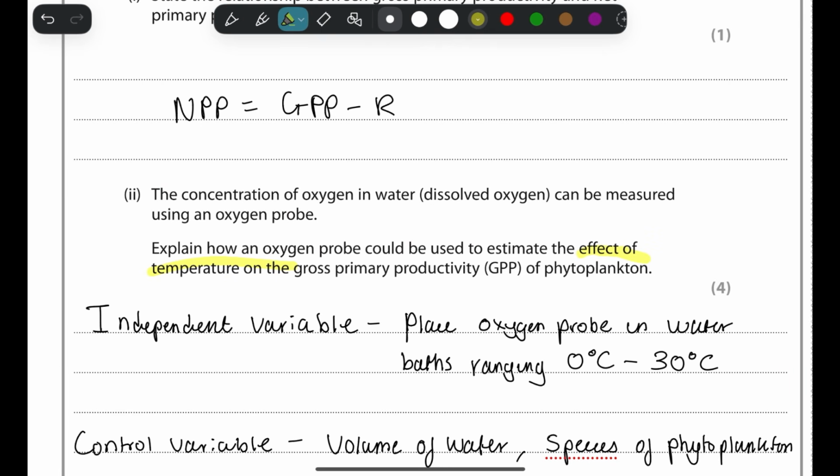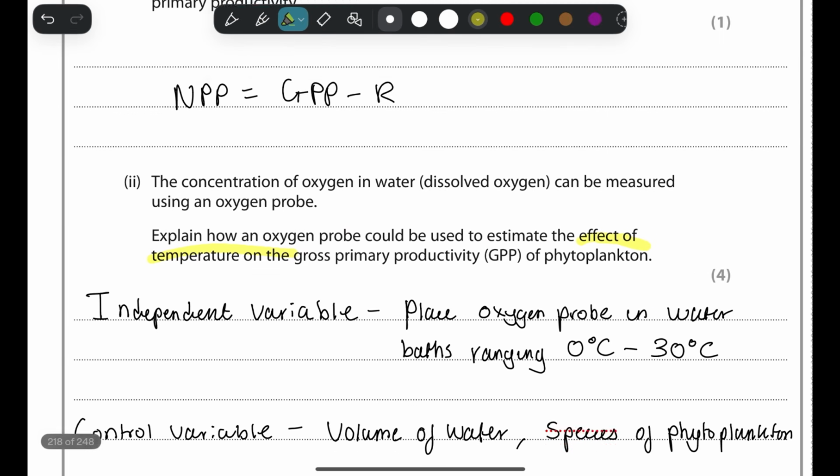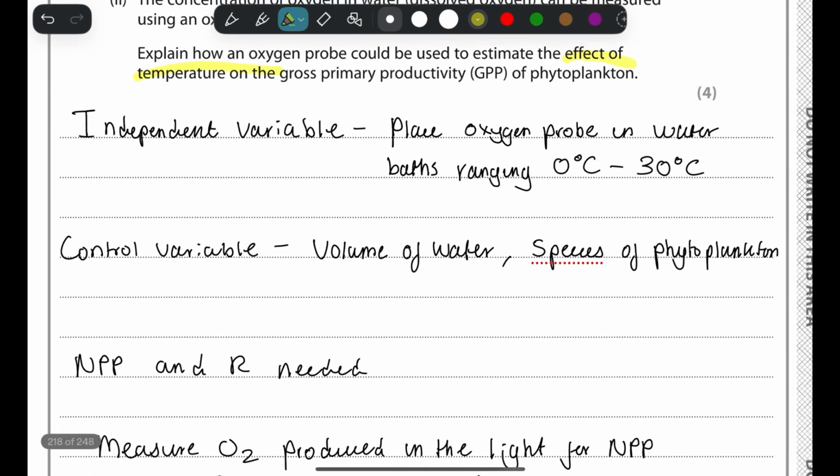So you're going to want to put it in water baths of different temperatures. And I would always say a range, especially for SNAB, they like ranges. So I'd say 0 degrees to 30 degrees. You have to make it sensible. If you put the temperature too high, like at 70, the enzymes are going to denature. We don't really need to do that, right? So 0 to 30, I think, is reasonable.